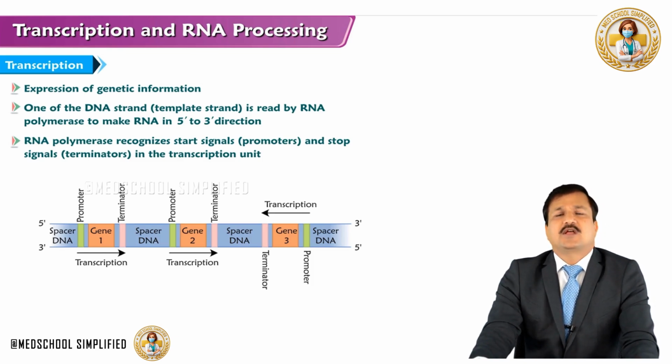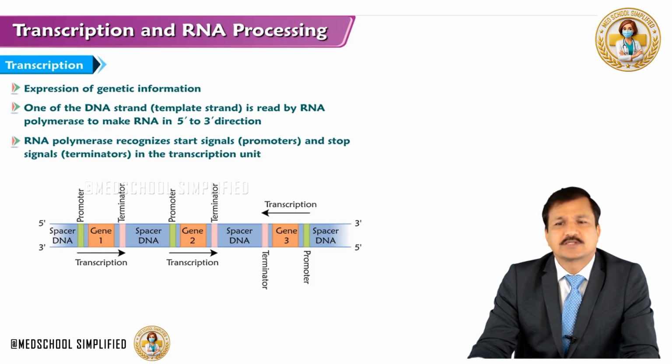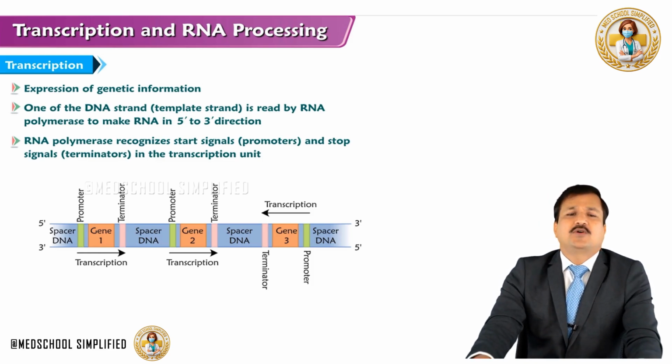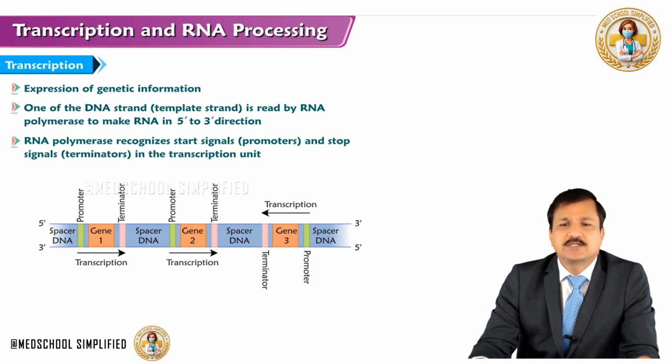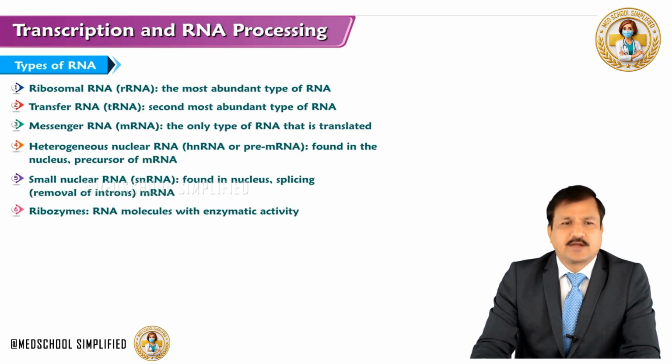RNA polymerase recognizes start signals, which are referred to as promoters, and stop signals, which are referred to as terminators, for each of the thousands of transcription units in the genome of an organism. So the figure below illustrates the arrangement and direction of transcription for several genes on a DNA molecule. Now let's move on to see types of RNA.